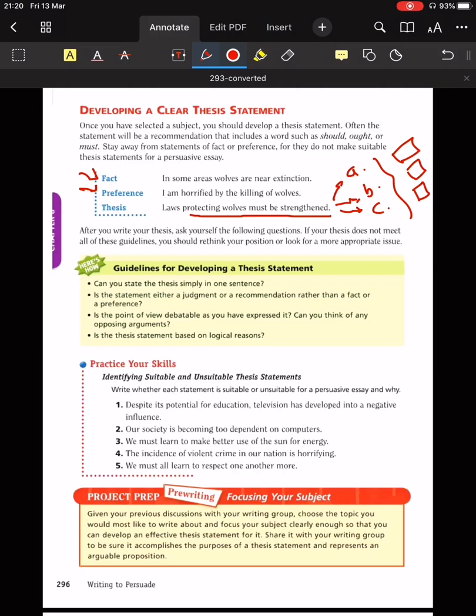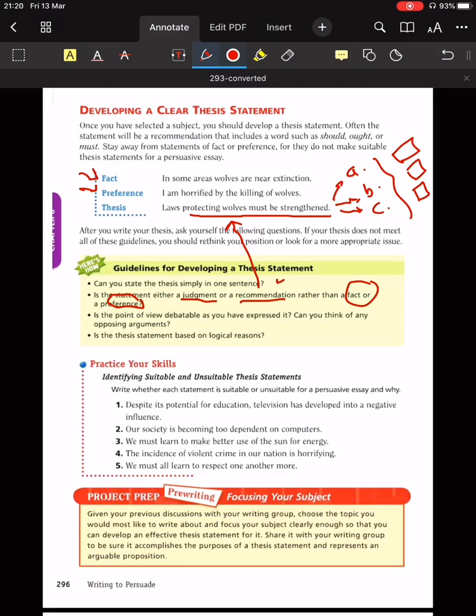After you write the thesis, now try to ask yourself, okay, can you state the thesis in one simple sentence? You don't really need to develop it in more than one sentence. Is the statement either a judgment or a recommendation rather than a fact or a preference? Now remember that having a fact and having a preference are always wrong. How do I replace them? Is it a judgment about something, or a recommendation like the previous question that we had over here? Okay, I recommend things. Keep asking yourself, what are the ways to do so?